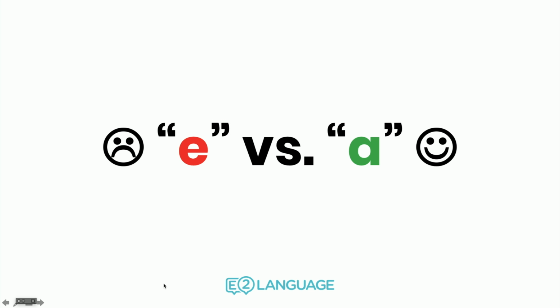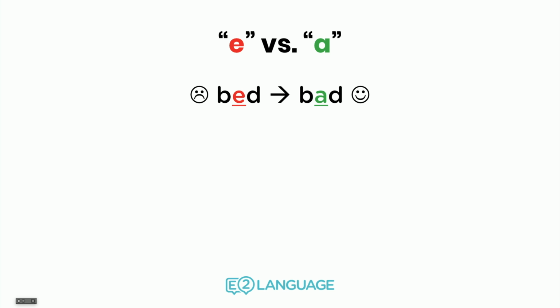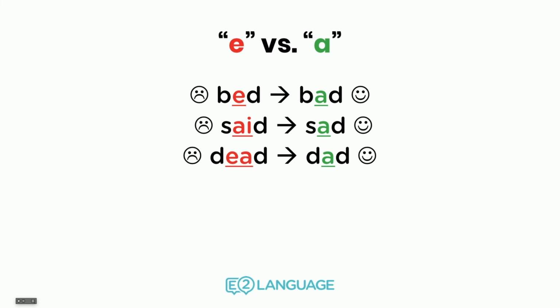So let's look at the difference between and a. This is a common mispronunciation from South Asian language speakers. So don't say bed when you're trying to say bad. Don't say said if you're trying to say sad. Said, sad. Don't say dead if you're trying to say dad. Dead, dad.